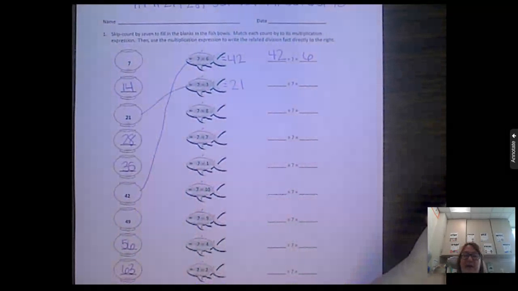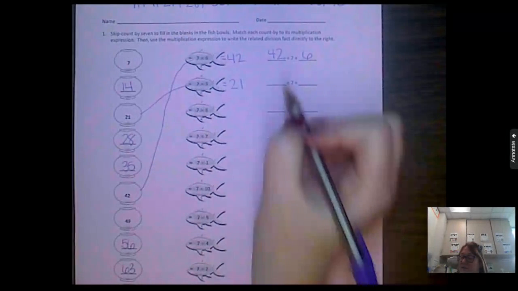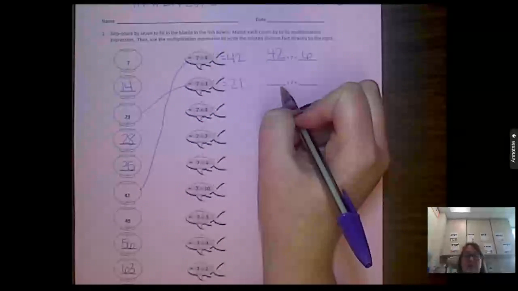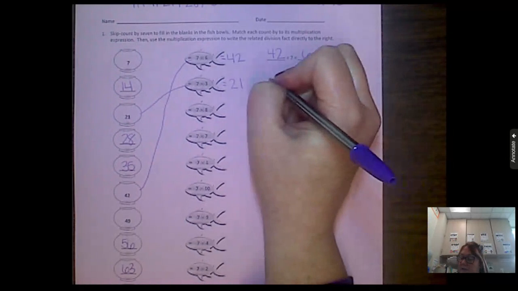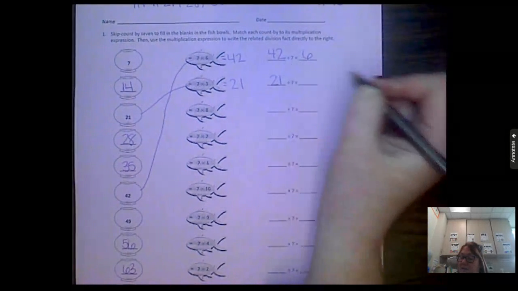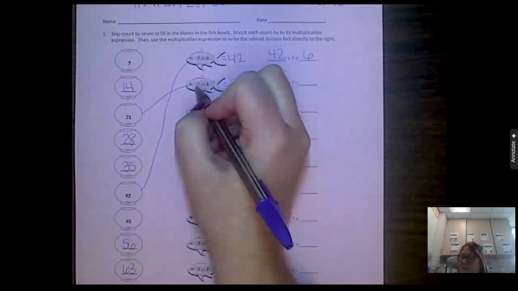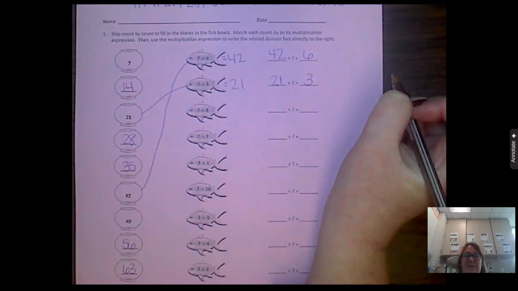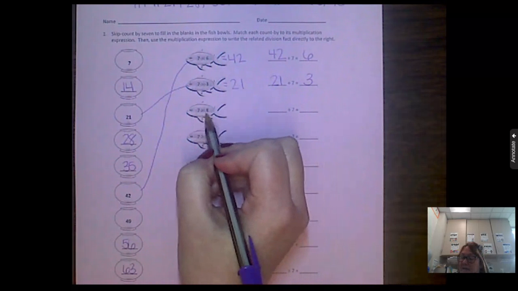Okay. And then we're going to write our division equation right next door to the fish. What number comes first? The total. And our total is 21, so 21 divided by 7. 21 divided by 7 equals 3. Good job. Okay. 7 times 8.